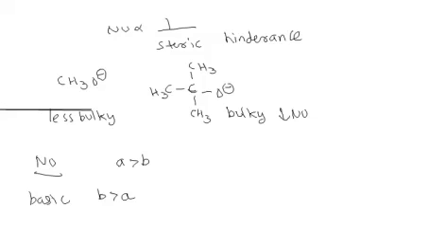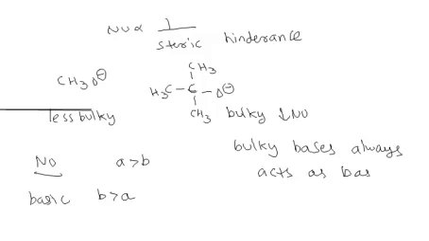So bulky bases, we can write like this: bulky bases always act only as a base. They don't act as a nucleophile. Tertiary butoxide is one example. So it always acts as a base, not as a nucleophile. Earlier we said a base grabs hydrogen. It doesn't attack the carbon, it only grabs hydrogen. So that is how nucleophilicity depends on steric hindrance.